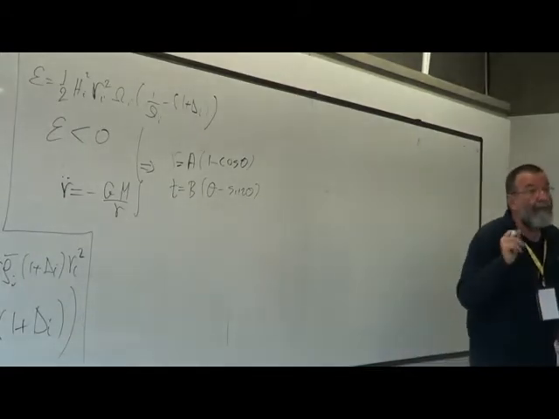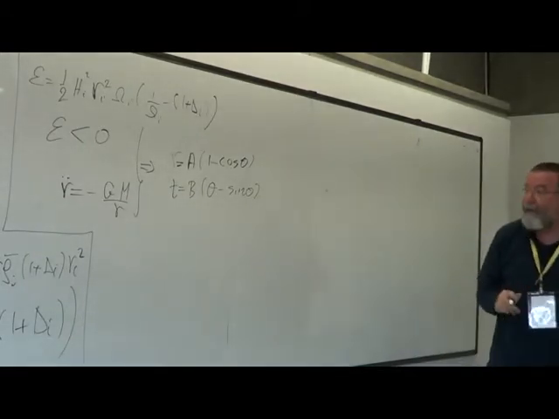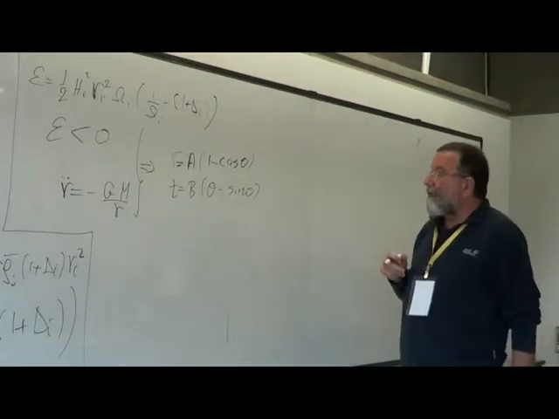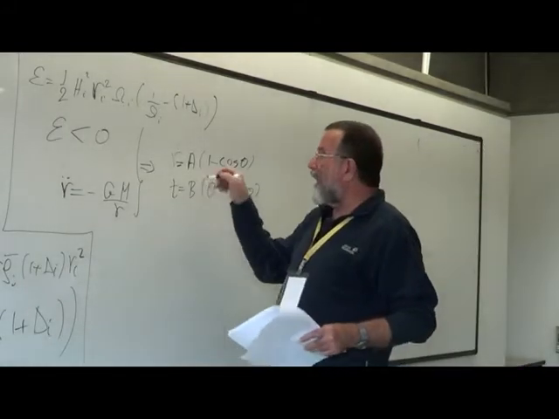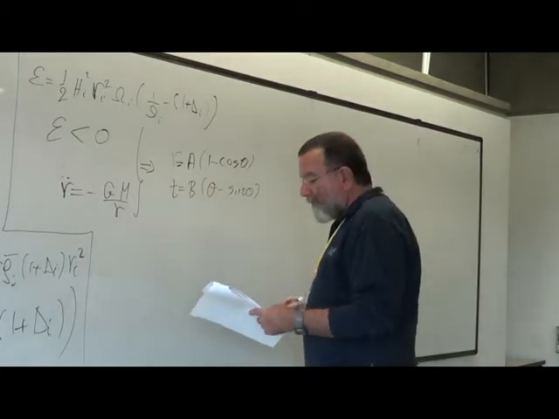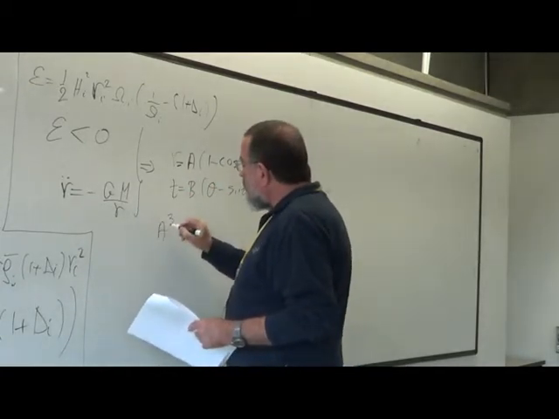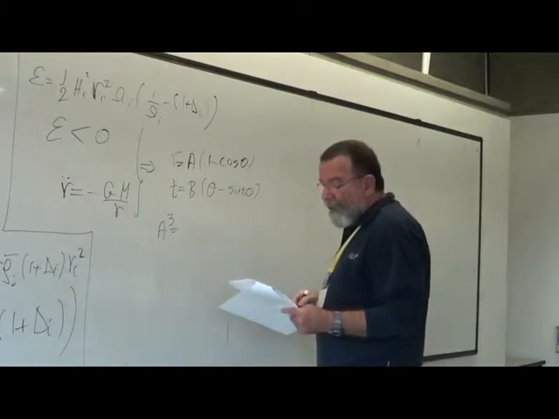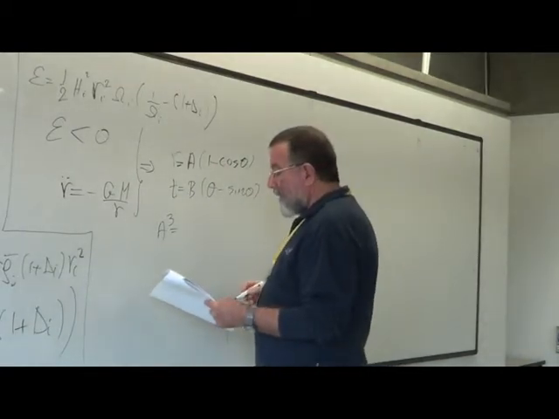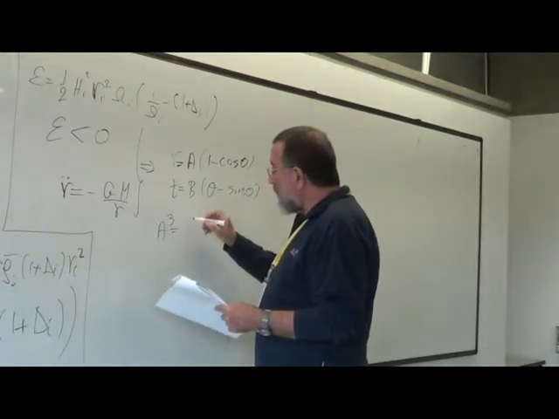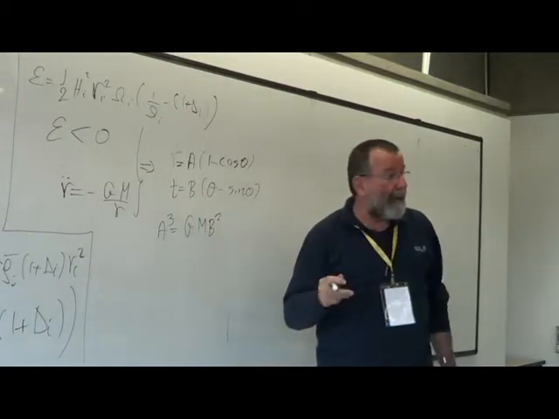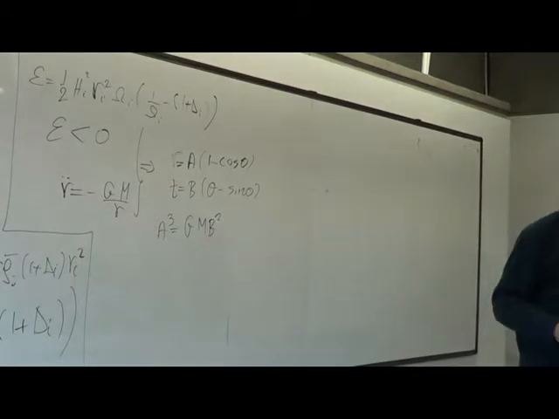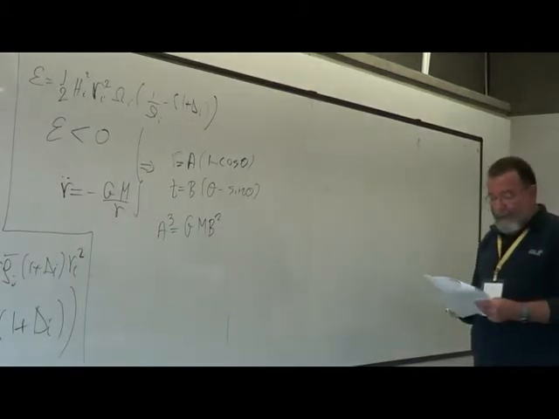You should read about it at night, besides the other reasons you might have. When you plug in this solution, you find that the relation between A and B is A cubed equals G M times B squared. Actually, you used it yesterday for the timing argument mass estimation that we had.